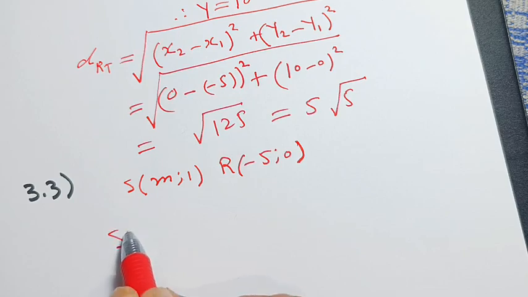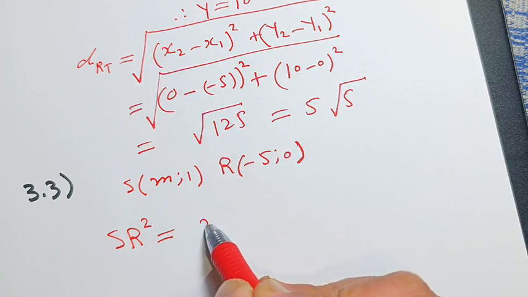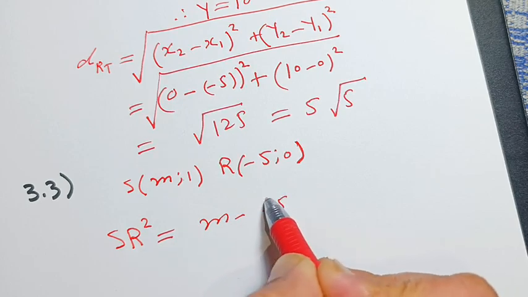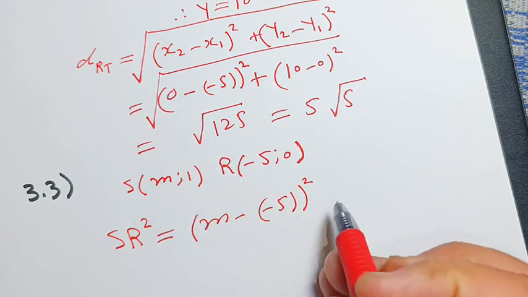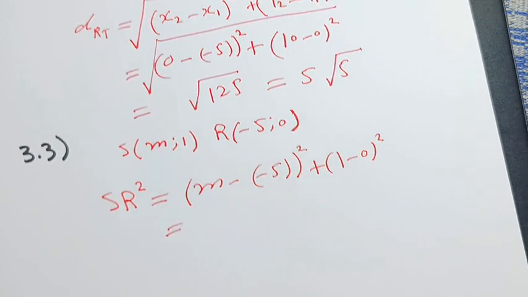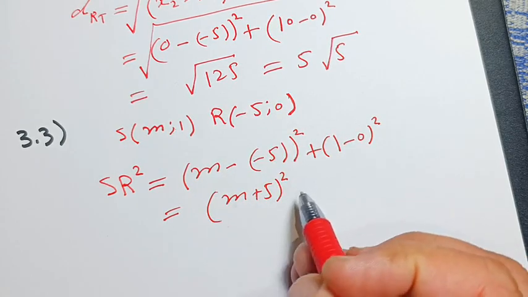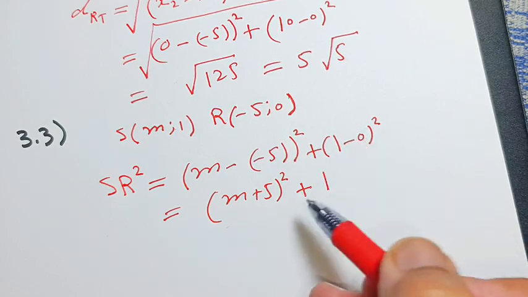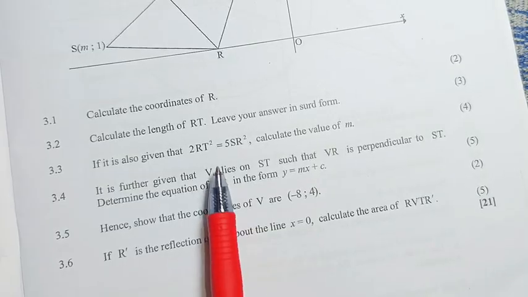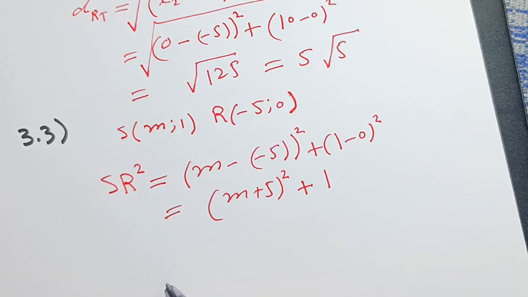So I'm going to find SR squared. If I use the distance formula without the square root, it's going to be SR squared: x2 minus x1 squared plus y2 minus y1 squared. So it's m minus negative 5 squared plus 1 minus 0 squared. That's going to be m plus 5 squared plus 1 squared, and 1 squared is 1. Now, from the demand of the question, 2 multiplied by RT squared is equal to 5 multiplied by SR squared.